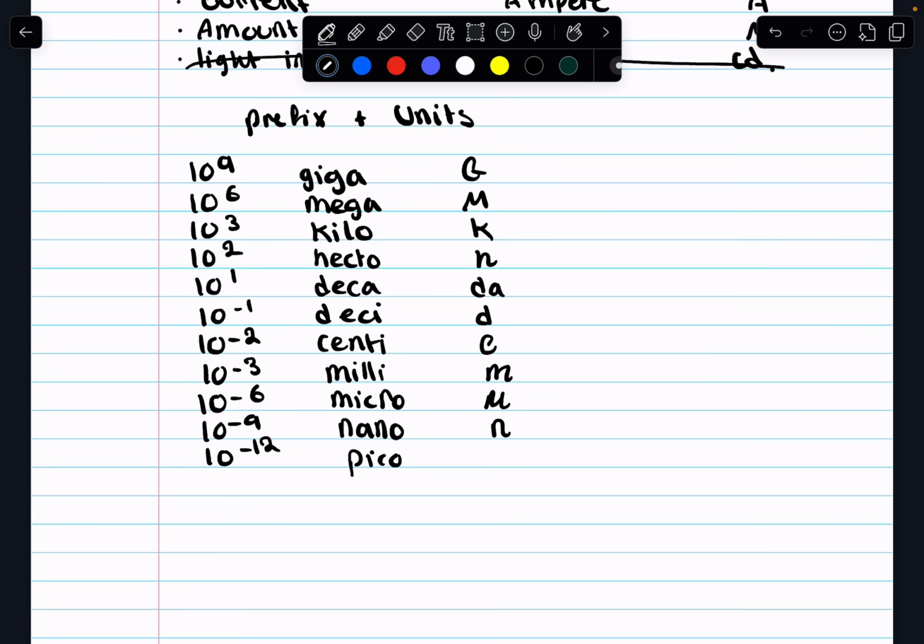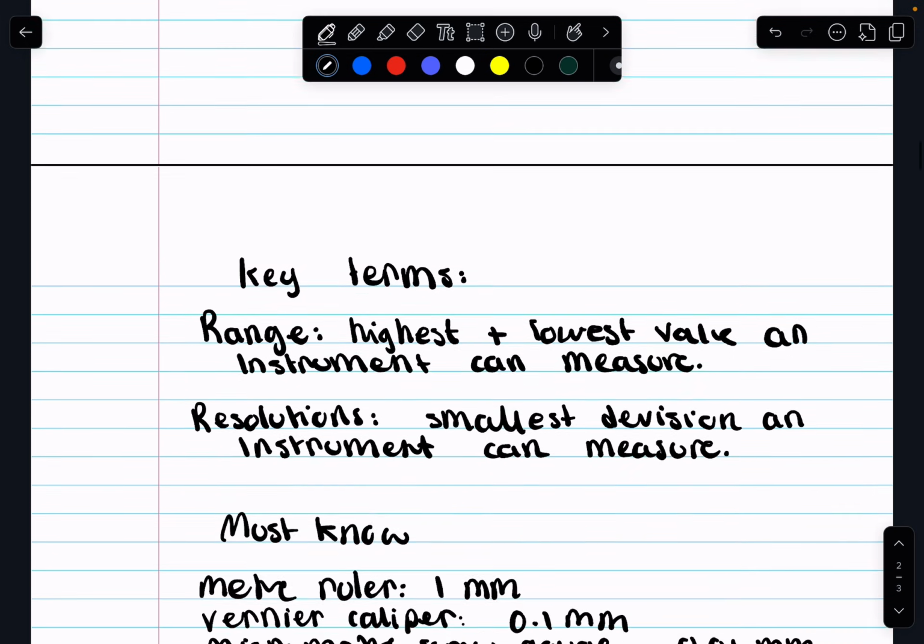So remember the prefixes. So if you have a G, that means giga. If you have an M, that means mega, kilo, hecto, deca, deci, centi, milli, micro, nano, and pico. We don't really talk about this, but the symbol is p also. And then giga is 10 to the power 9, mega is 10 to the power 6, kilo is 10 to the power 3, hecto is 10 to the power 2, deca is 10 to the power 1, deci is 10 to the power -1, centi is 10 to the power -2, milli is 10 to the power -3, and micro 10 to the power -6, nano 10 to the power -9.